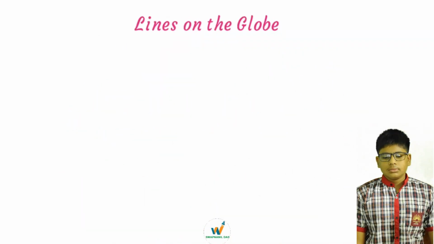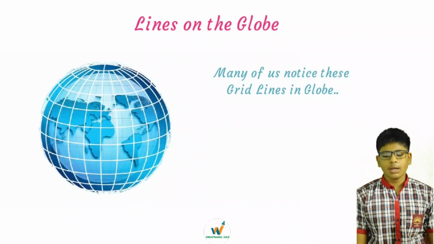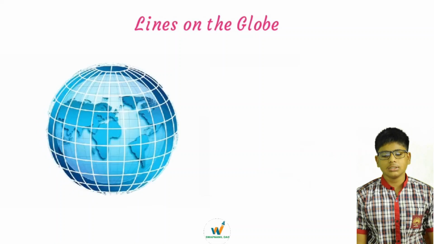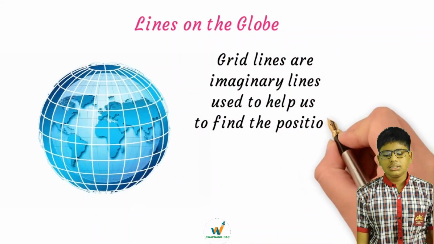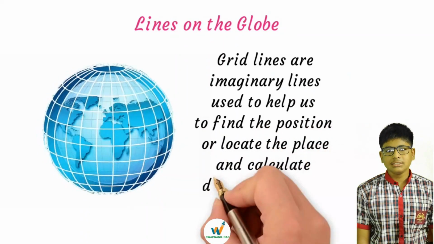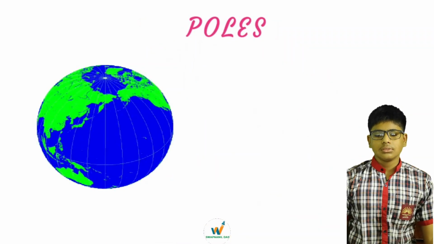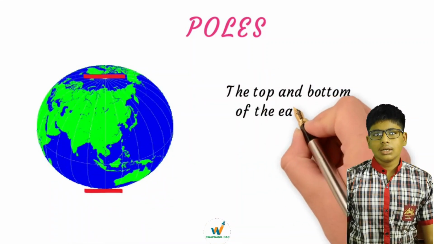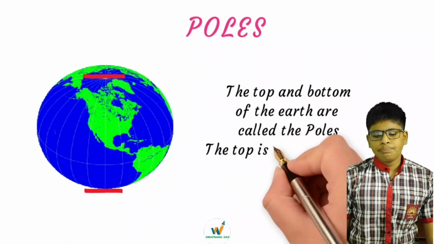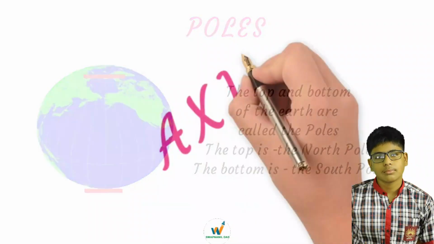Lines on the globe. Grid lines are imaginary lines used to help us find the position or locate the place and calculate distance and time on Earth's surface. Let's have a look at the poles. The top and bottom of the Earth are the poles. The top is the North Pole, the bottom is the South Pole.